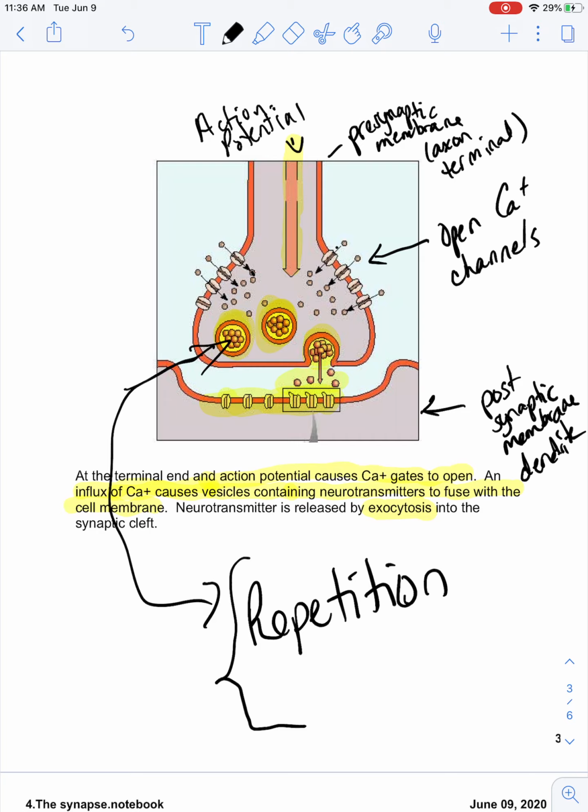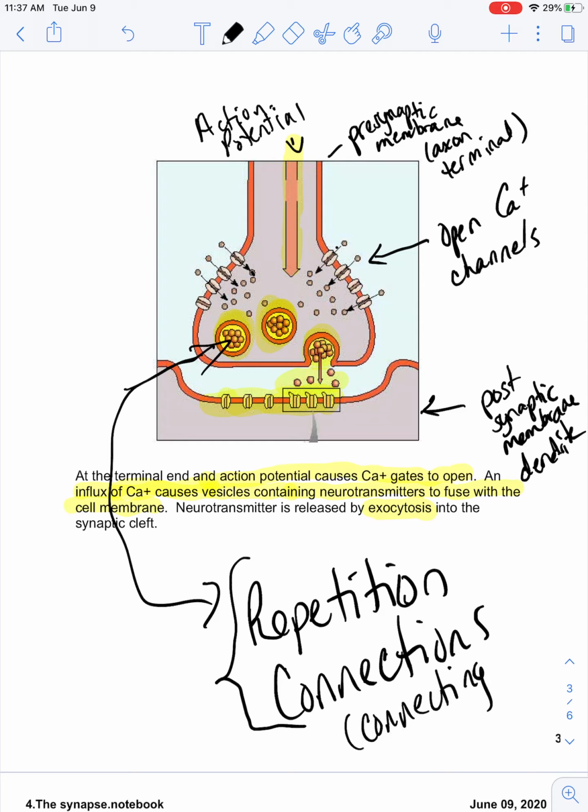So there are two things you can do here to ensure you synapse during tests, exams, assignments. Okay, one is repetition. But the other is connections, connecting ideas. Because the more pathways you have leading to an endpoint, the more likely you are to get to that endpoint, because it gives you options. So repetition and connecting ideas.